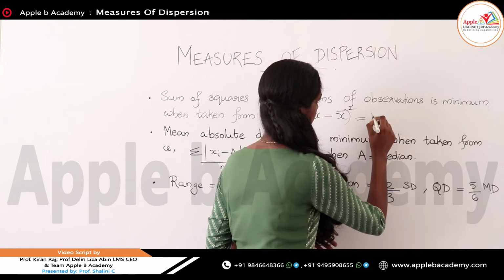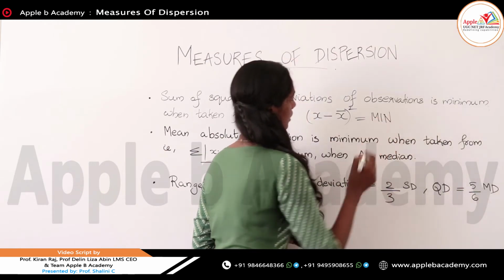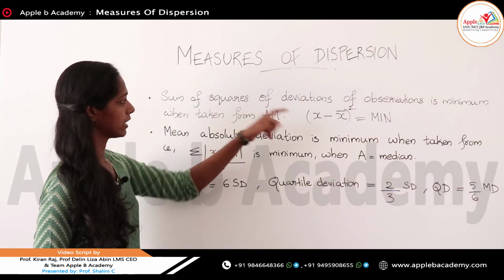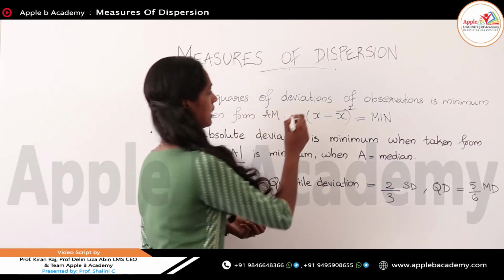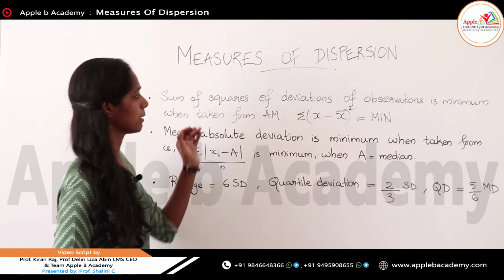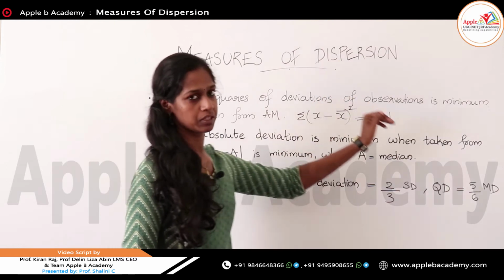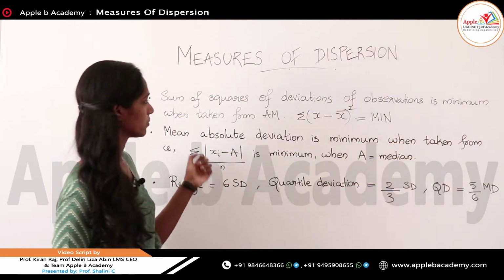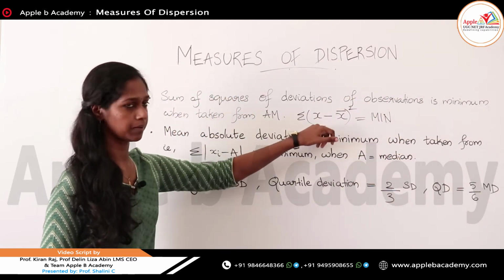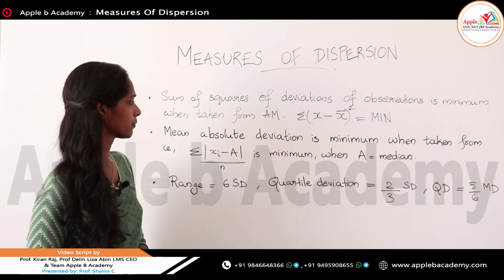So this value will be minimum. So sum of the squares of the deviations of observations is minimum when taken from the arithmetic mean. So this is the mathematical notation for this statement.